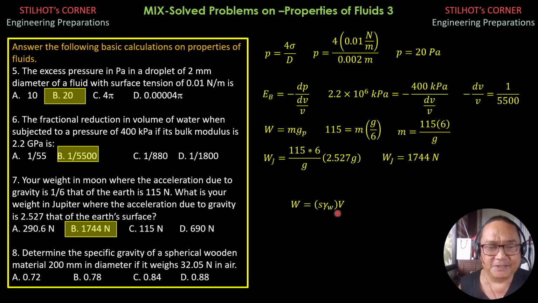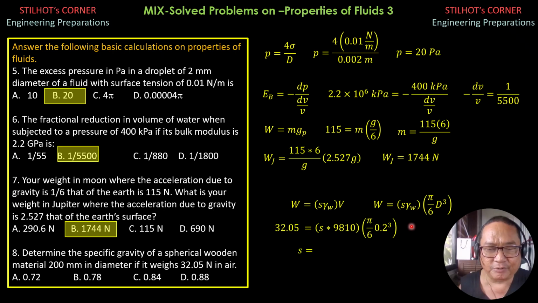And volume of sphere is pi over 6 diameter cube, or 4/3 pi r cube. So I use pi over 6 diameter cube. Weight 32.05 newtons is equal to S times 9,810 newtons per cubic meter, pi over 6 times 0.2 cube. So the specific gravity is equal to 0.78. So the answer is also letter B. So that's it for this video.